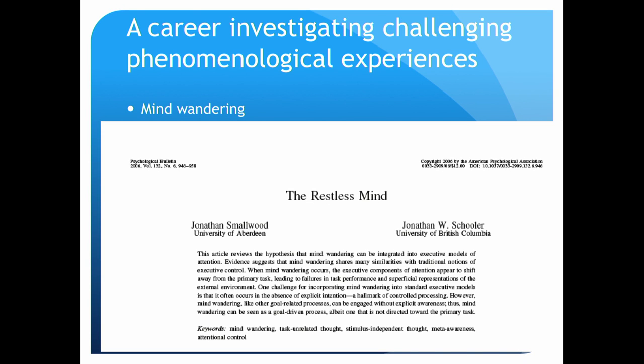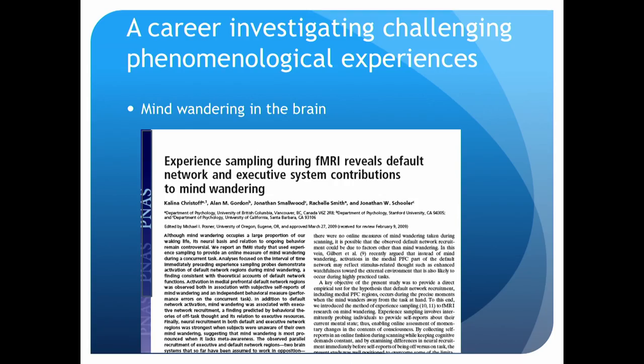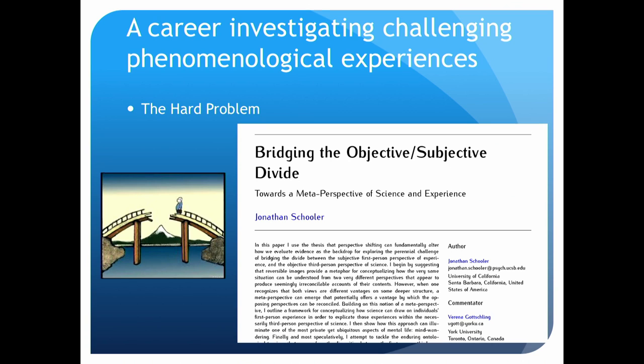More recently, I've studied mind wandering and trying to understand how we can take this elusive subjective experience of internal thought and operationalize it in a meaningful way, and then moving that into studying mind wandering in the brain and showing that you can use experience sampling in the brain in order to discern distinct mental states, including the default network being uniquely associated with mind wandering. And so this fascination with trying to map the phenomenological onto the objective necessarily brought me to the hard problem of consciousness. How can we get from the subjective to the objective? What's the relationship? What's the mapping? That really, really thorny question.